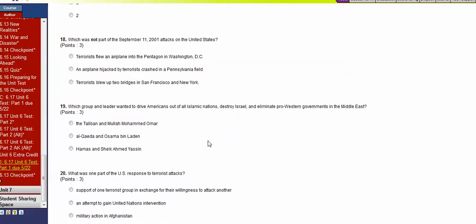Which was not part of the September 11th, 2001 attacks on the United States? Terrorists flew an airplane into the Pentagon in Washington, D.C. An airplane hijacked by terrorists crashed in a Pennsylvania field, or terrorists blew up 2 bridges in San Francisco and New York.